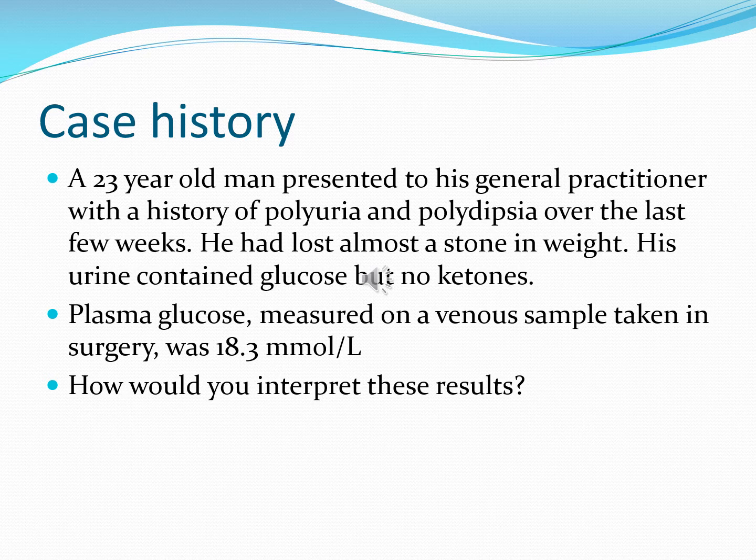So a couple of case histories. Case number 1, we've got a 23-year-old man presents to his GP with a history of polyuria, increased urination, and polydipsia, increased thirst, over the last couple of weeks. He had lost almost a stone in weight. His urine contained glucose but no ketones, and his plasma glucose measured on a venous sample was 18.3 millimoles per litre. How would you interpret these results?